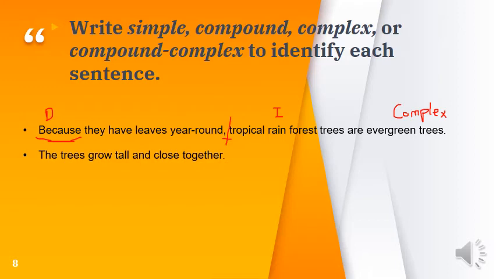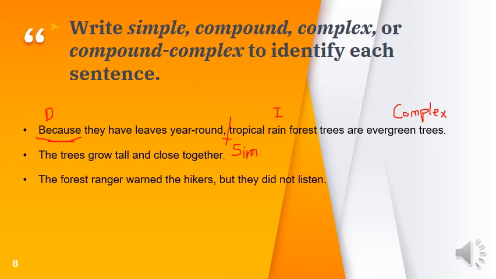So, yes, this one. What is this? It's a simple sentence. Very, very simple one. Good. The forest ranger warned the hikers, and then a comma. Oh, and I have a but here. So, but they did not listen. How many sentences or clauses do I have? Only two. And here I have but in the middle. So what kind of sentence is this? Do I have because, if, after? No. So this is a compound sentence.